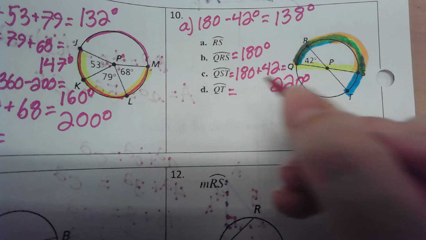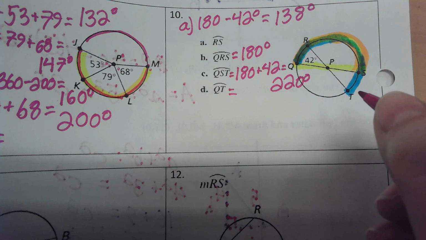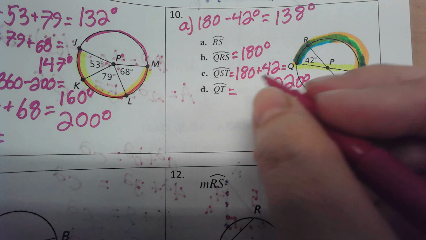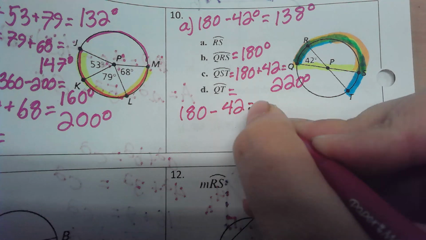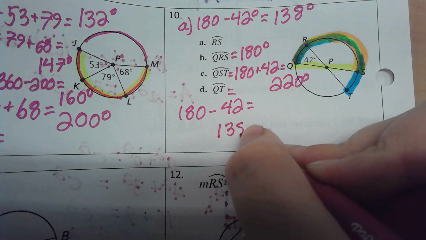Okay, and then for QT, so it's just going to be 180 minus 42, so 138.